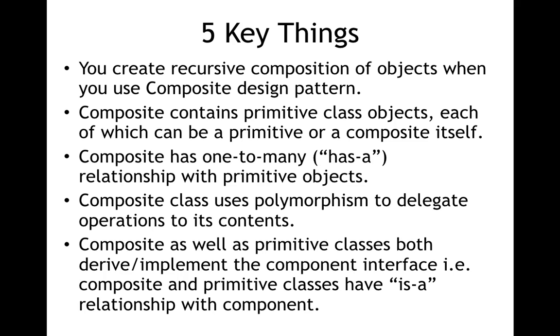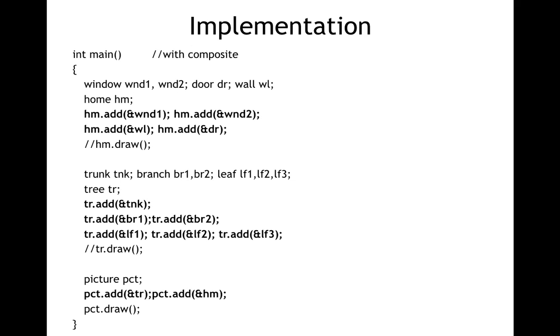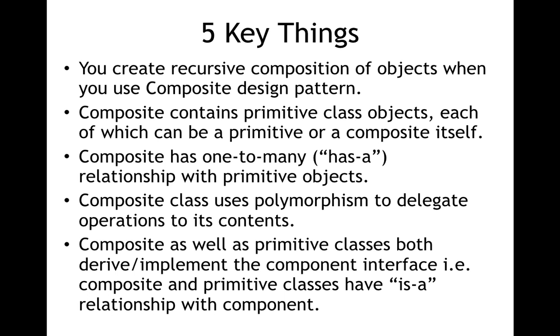And in the end, composite as well as primitive classes both derive from or implement the component interface. This is a very important thing to remember, because both composite and primitive classes have an is-a relationship with the component, which is drawable in this case. So everything is derived from drawable. Your primitive class as well as the composite class are both derived from the component interface. So these are the 5 key things you should be knowing about composite design pattern.